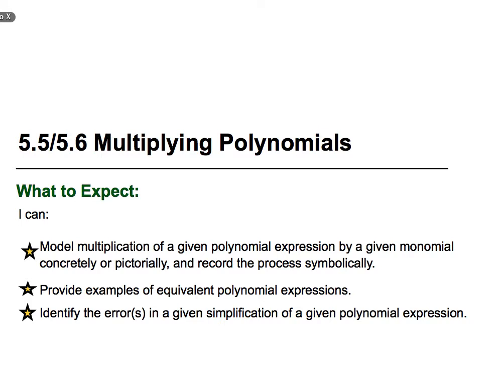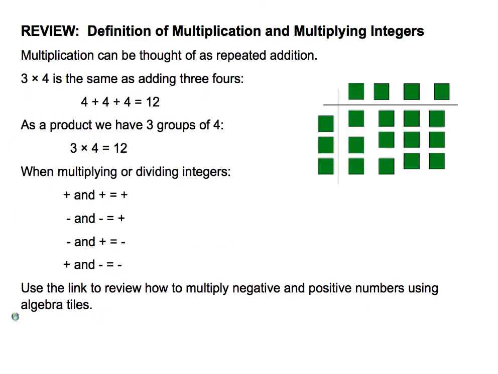So you're going to do this both symbolically and pictorially. So doing the algebra and also by drawing a picture. So let's review first what multiplication means. When you multiply, what it actually is, it's repeated addition. So 3 times 4 is the same thing as adding 3 4s together. So 4 plus 4 plus 4 is 12. That's just tedious to do. So another way we think about it is 3 groups of 4.